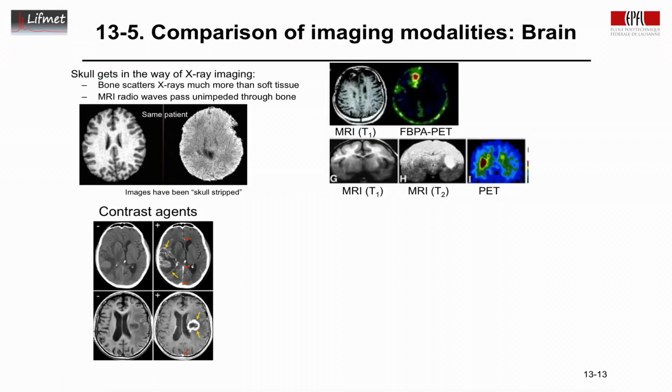Looking at contrast agents, we can see 4 images here. Take a few seconds, guess which one is the CT scan, which one is the MRI scan. Did you guess it? Guess which one has the contrast agent, which one is before, which one is after.